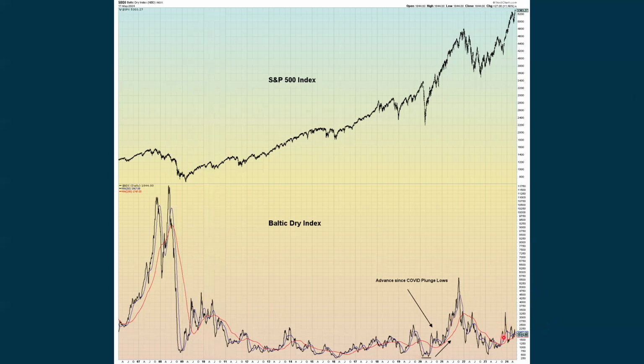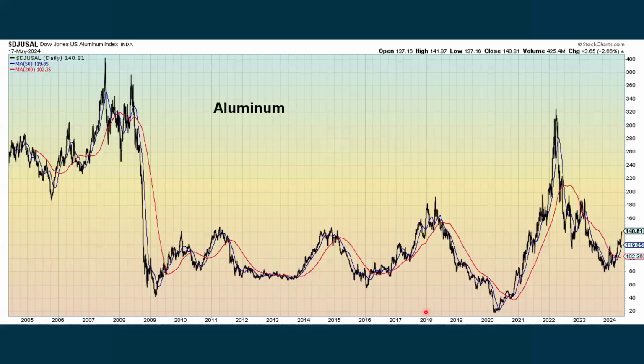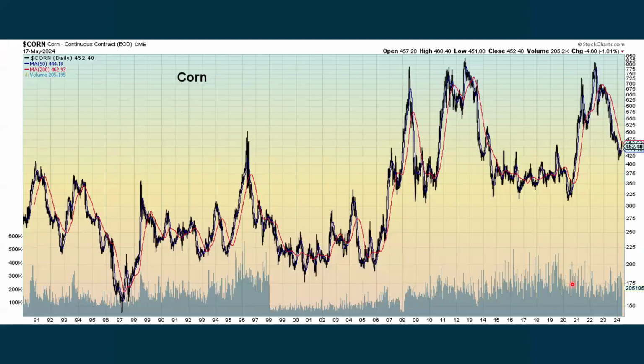When this is going down, that tends to be more deflationary. Now, some folks like to shift this around and look at this in different ways. I just look at the S&P on top, and I look at the index down below. Some other markets that we just want to keep an eye on to see what's happening, where aluminum is now in an uptrend and starting to go higher. That could be somewhat inflationary.